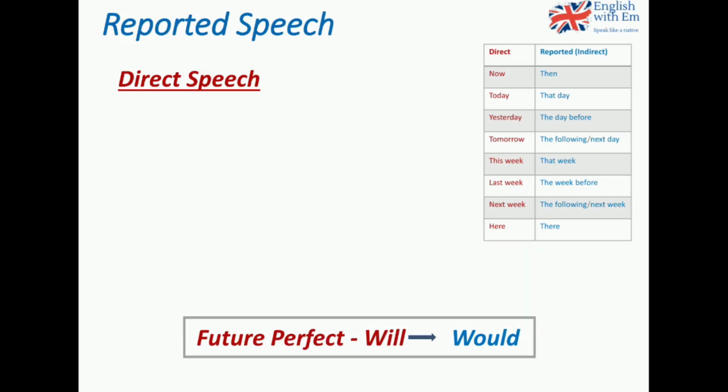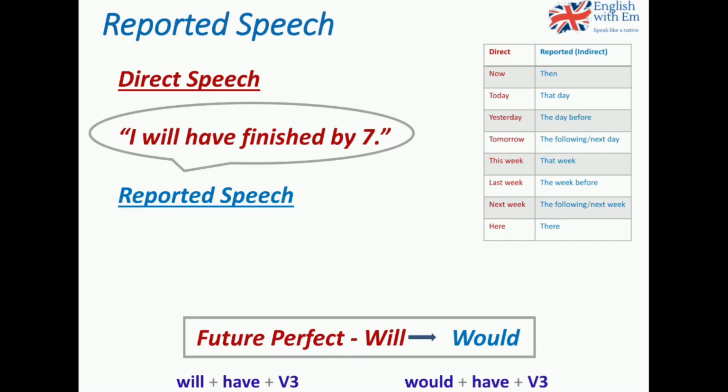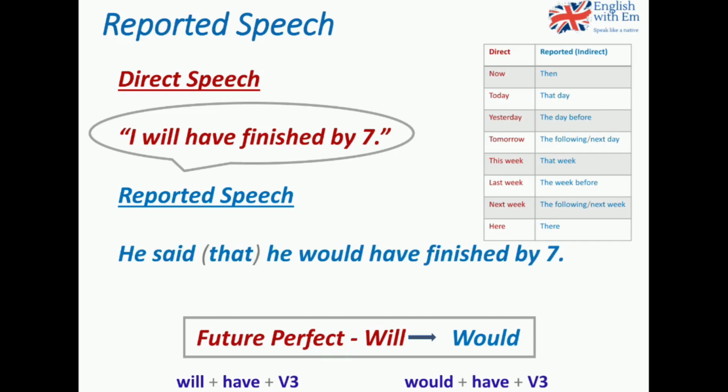Future perfect, which is also formed with will. I will have finished by 7. So will have, and then the past participle, the third form of the verb. And in reported speech, we use, instead of will have, would have. He said he would have finished by 7. So I becomes he, and will have finished becomes would have finished.